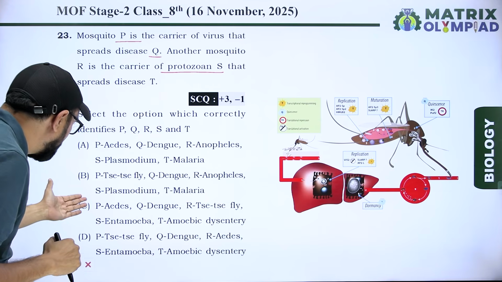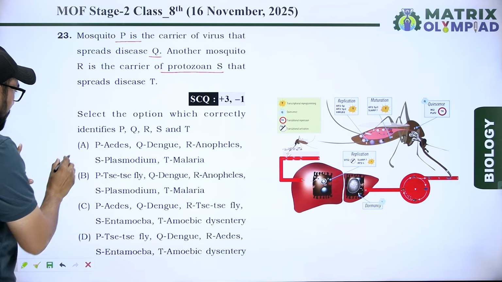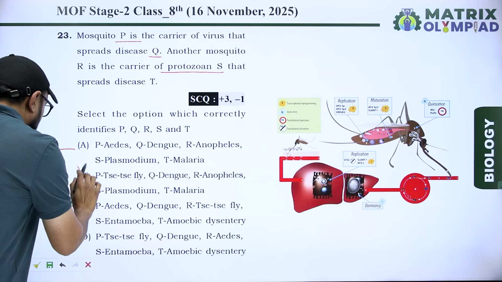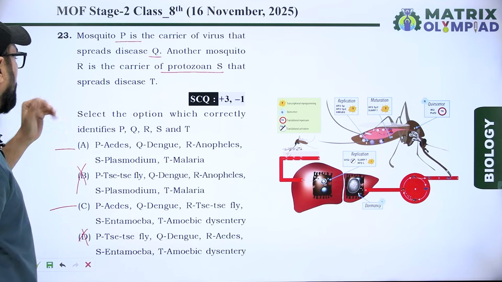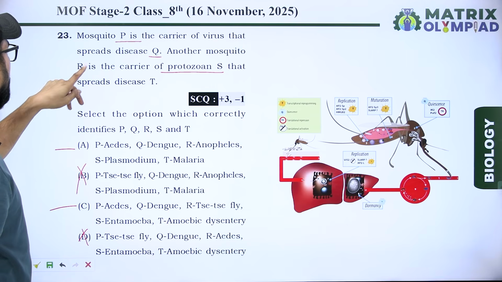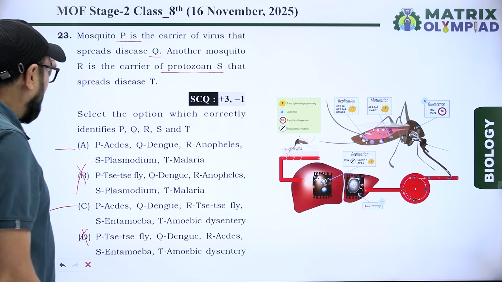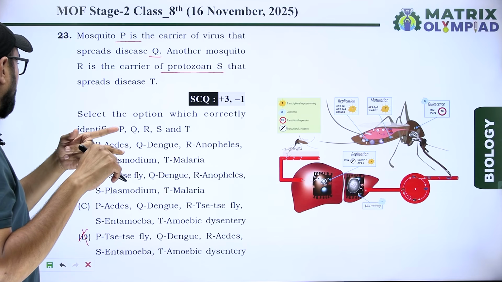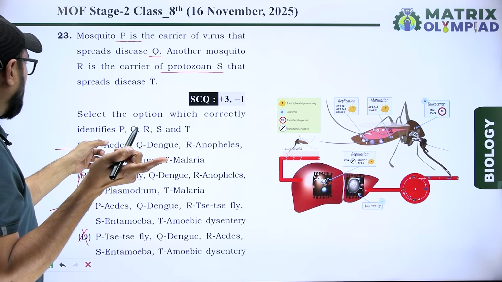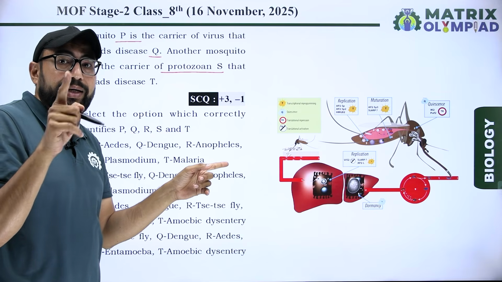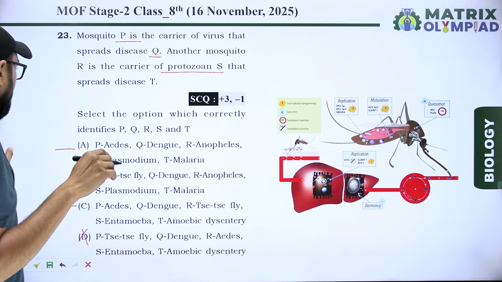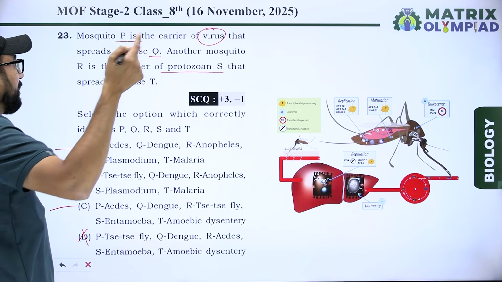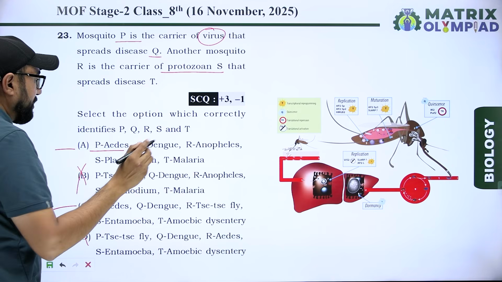Virus carried by Aedes. It means A and C. B and D, wrong. Next, disease Q. If Anopheles, then malaria. If Aedes, then dengue. Or if Culex, then filariasis. So in this case, the virus carried by Aedes causes dengue.